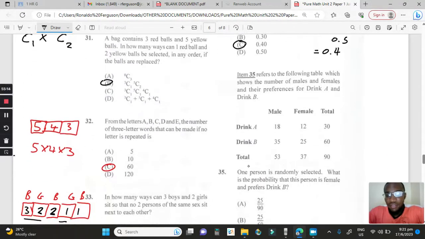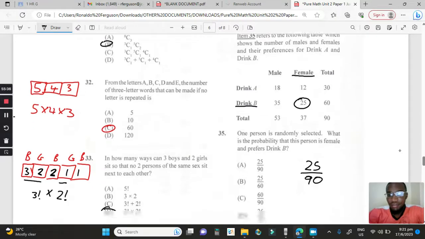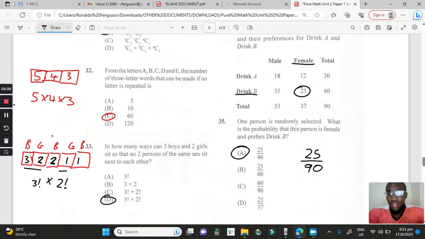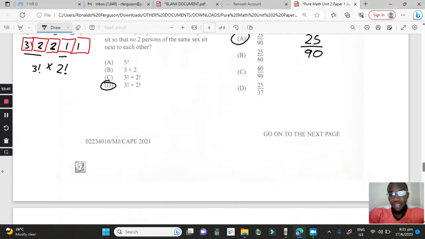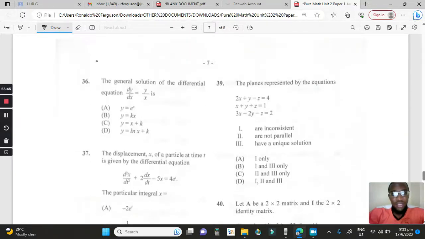Number 35. One person is randomly selected. What's the probability that the person is female and prefers drink B? So what is the person? Probability that the person is female and at the same time drinking B. So that's 25 right there, 25 out of the total 90. Very shocked that they didn't simplify the answer to make it a little more challenging. Now, probability part finished.